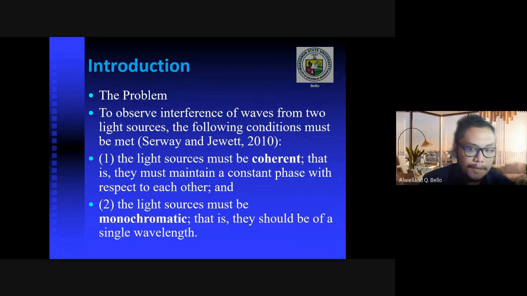So the problem: to observe interference of waves from two light sources, the following conditions must be met. One, the light sources must be coherent, that is, they must maintain a constant phase with respect to each other. And two, the light sources must be monochromatic, that is, they should be of a single wavelength.